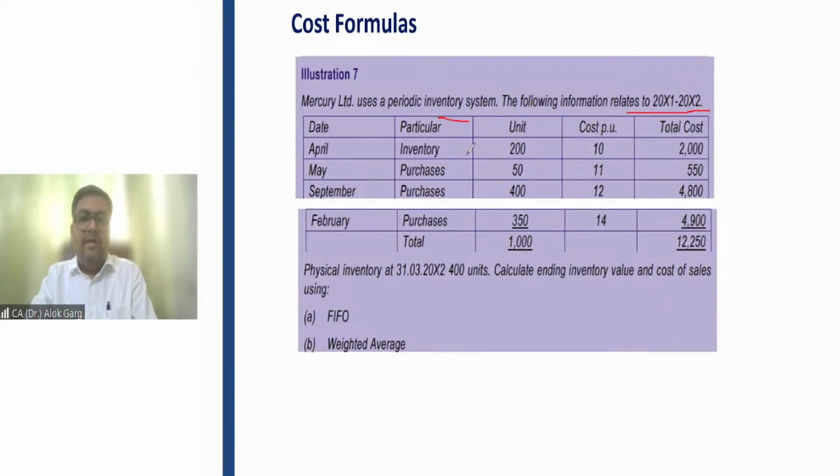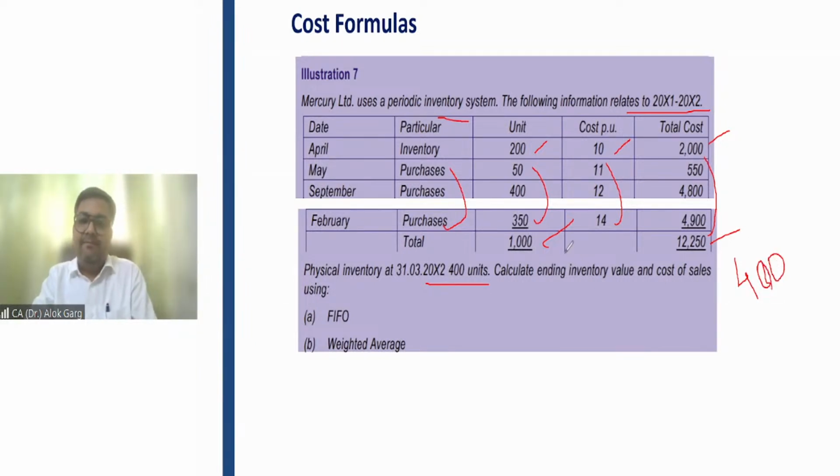In April, the inventory was 200 units, cost was 10 rupees, total cost was 2,000. In May, September and February, the purchases are 50, 400 and 350. These are the cost per unit. These are the total cost. And the total inventory is 1,000 units. The total cost is 12,250. Physical inventory is lying at 400 units. Only 400 units are there out of 1,000 units. It means 600 units have been sold out.